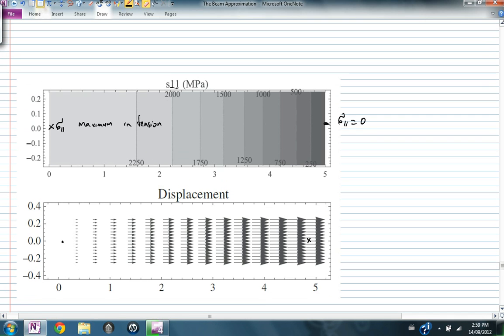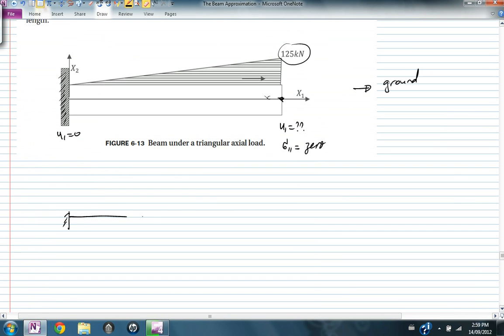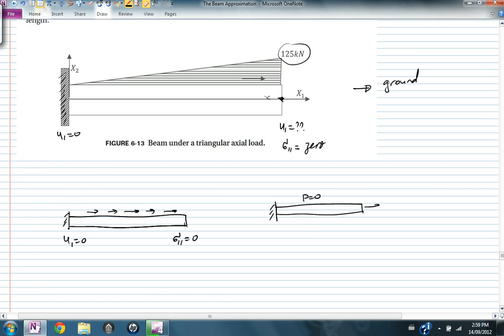Other alternatives for the boundary conditions are as follows. For this particular problem, the boundary conditions are: I have a distributed load and U1 is 0, sigma on 1 is 0. Another one would be P equal to 0 and sigma on 1 equal to force divided by the area. For example, I put a force here, so the boundary condition would be putting sigma on 1 here and U1 is 0.